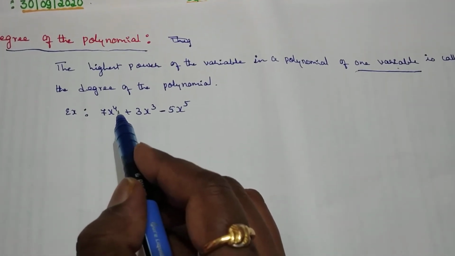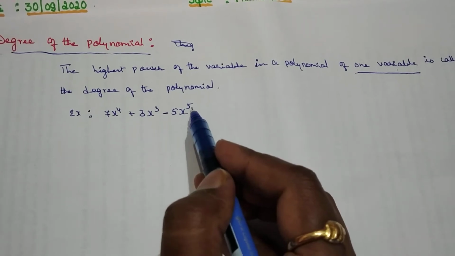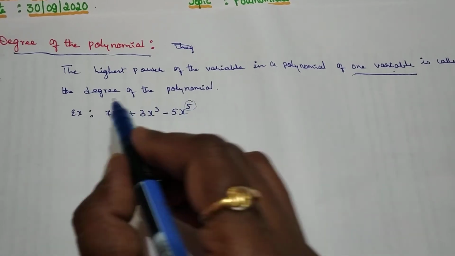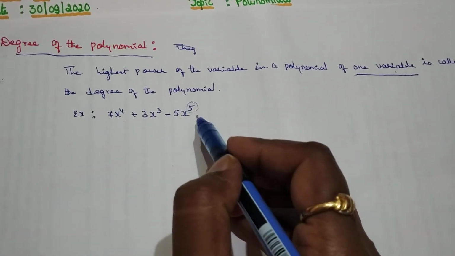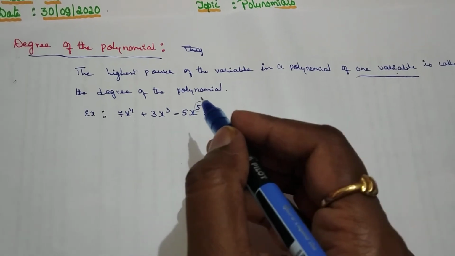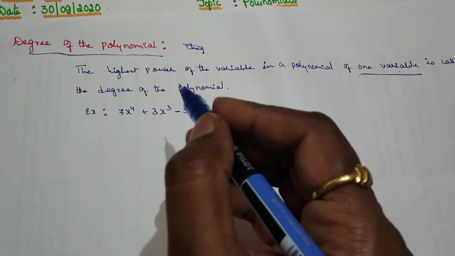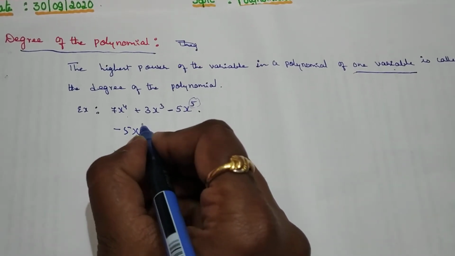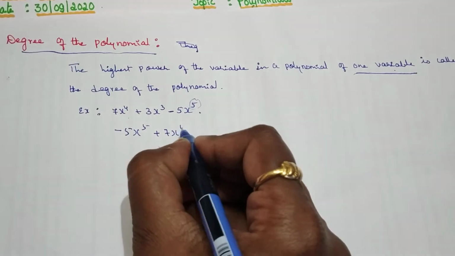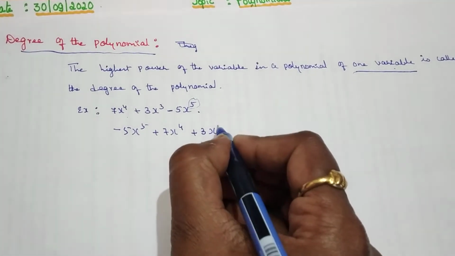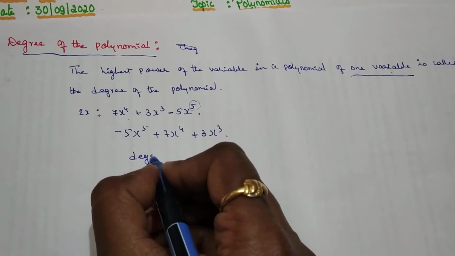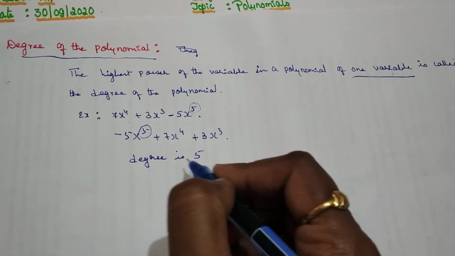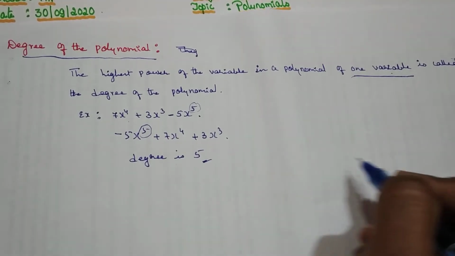7x to the power of 4 plus 3x cube minus 5x to the power of 5. So the highest power of the variable is 5. Therefore, the degree of this polynomial is 5. Whenever you are going to write the degree of the polynomial, children, please arrange the polynomial in standard form first. That is minus 5x to the power of 5 plus 7x to the power of 4 plus 3x cube. Then you can write the degree is 5. The highest power makes the degree of the polynomial.